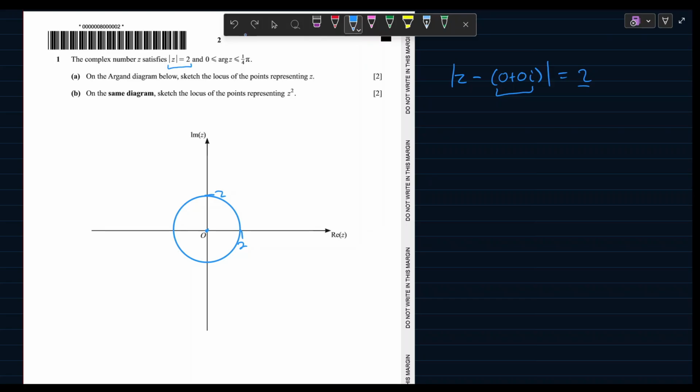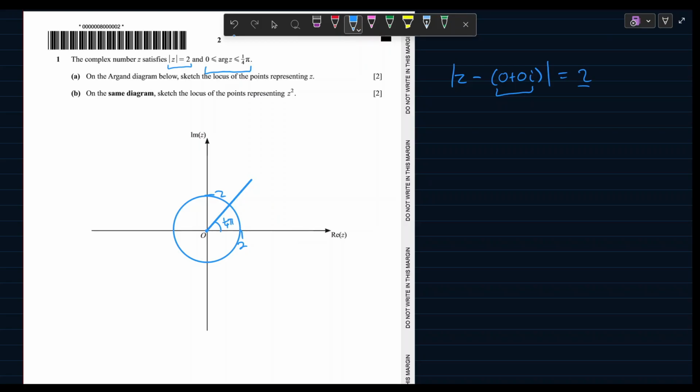Okay. And then we also want arg z to be between 0 and a quarter pi. Alright, so if you convert a quarter pi to degrees, that's going to be 45 degrees. If you use your protractor to open up an angle of 45 degrees, you should find that it's bang in the middle of your axis. And so it's going to look something like that. And so essentially this angle is a quarter pi.